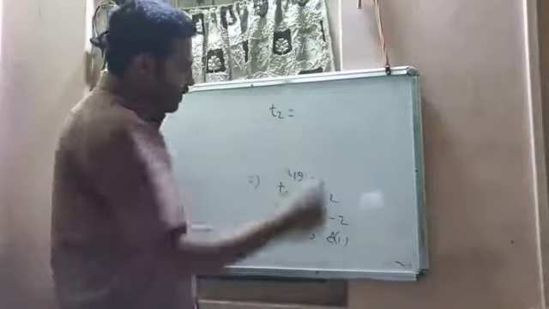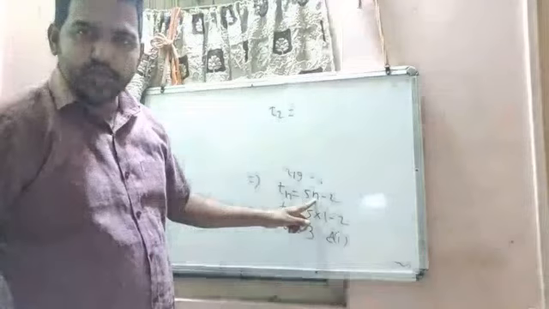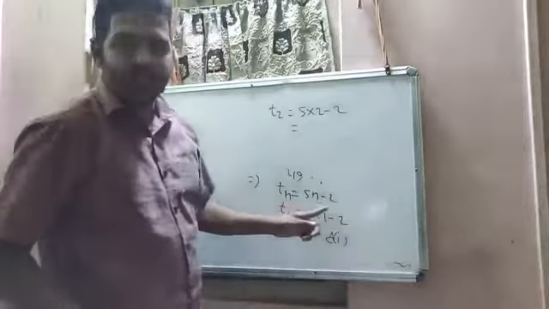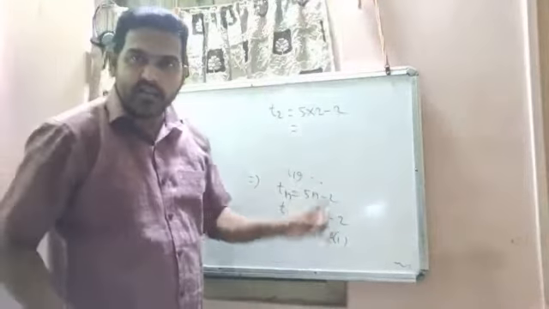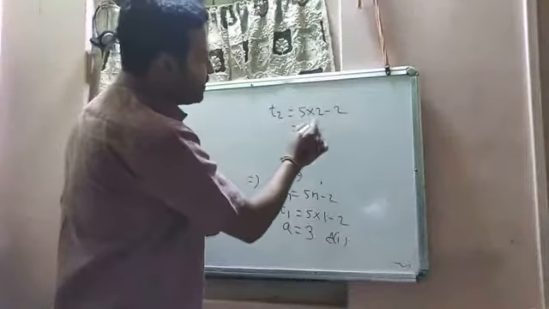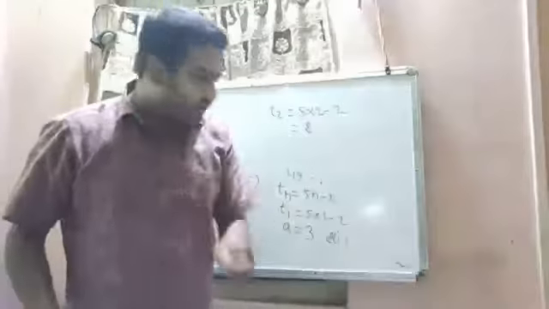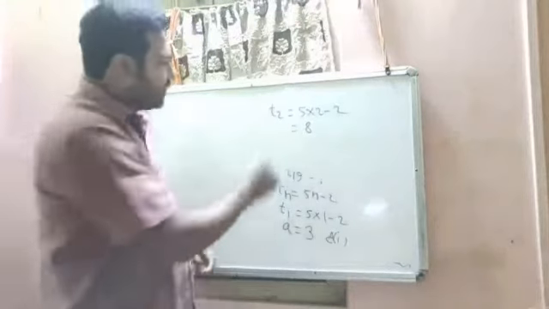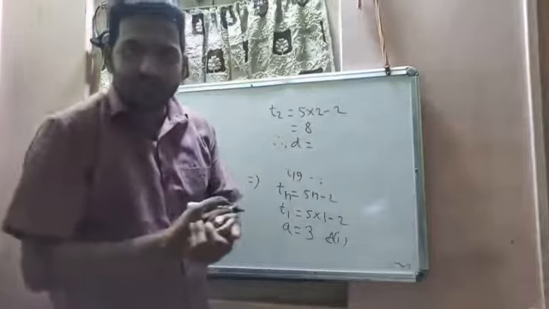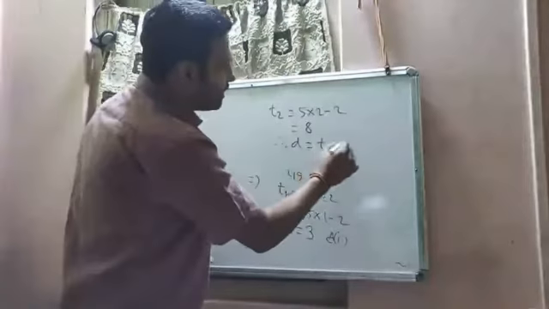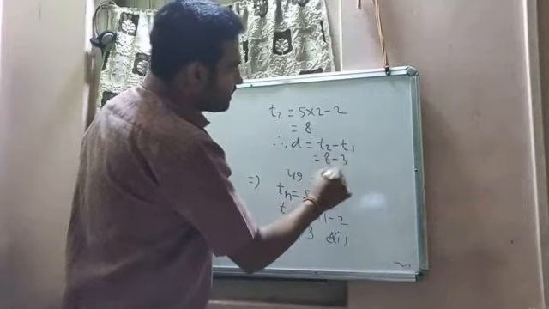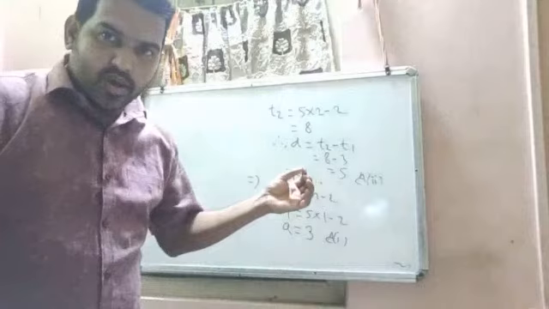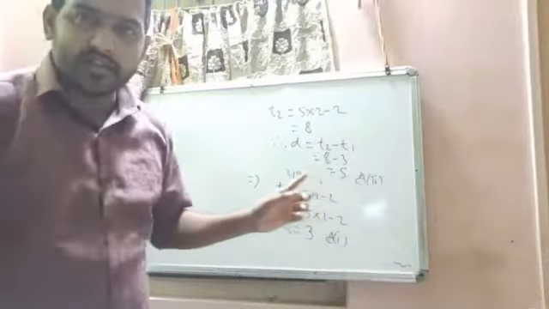That is term 2. Putting n is equal to 2 here. So 5 into 2 minus 2, because the form is 5n minus 2. 5 2s are 10 minus 2 is equal to 8. So first term was 3, second term is 8. So therefore, as we know, the common difference is T2 minus T1. That means 8 minus 3 is equal to 5. We've got the second answer also.